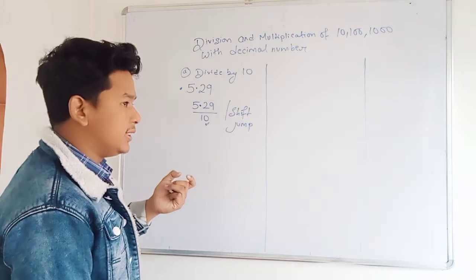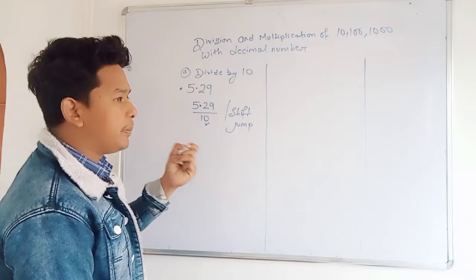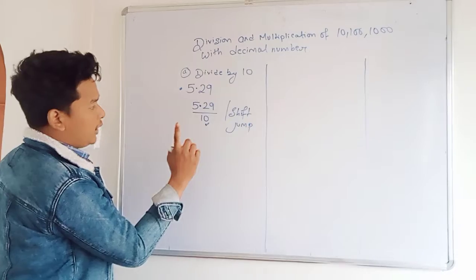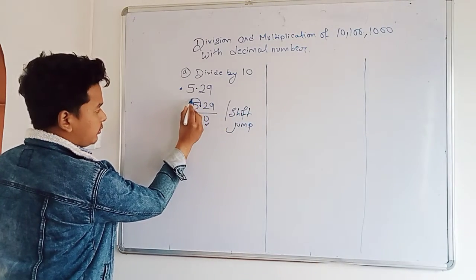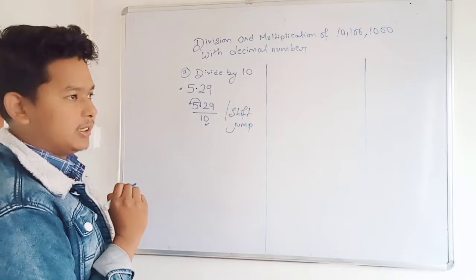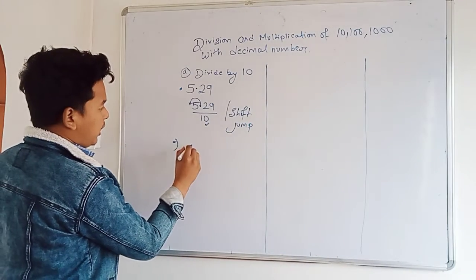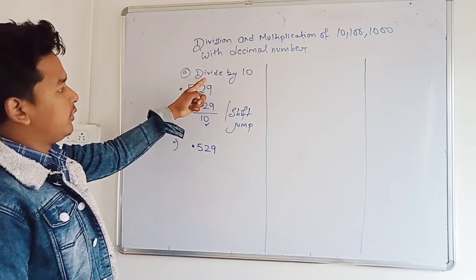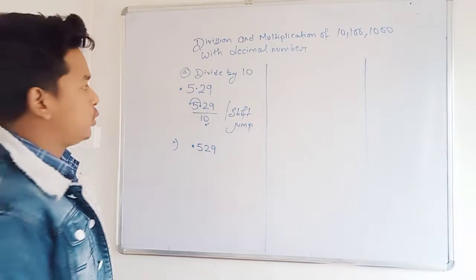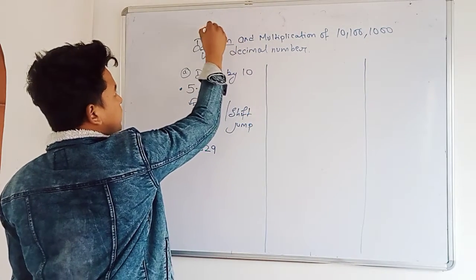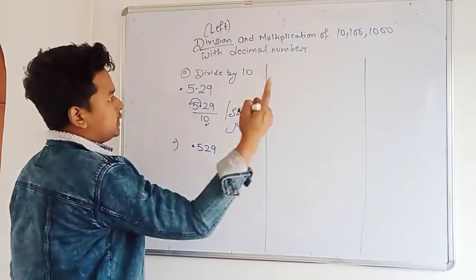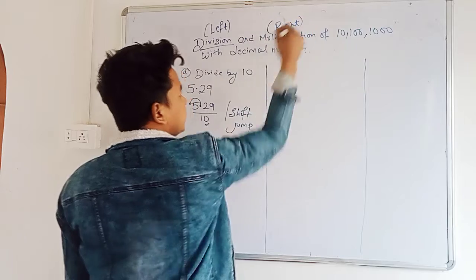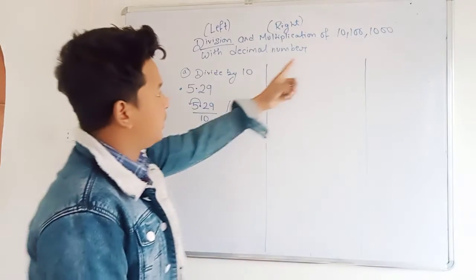Okay, but how many digits? The number of digits is equal to the number of zeros in the denominator. How many zeros are there? 1 zero. So it will jump one digit in the numerator. Okay, so your answer will be 0.529. Whenever we divide, the decimal will jump to the left. In division, the decimal jumps to the left. So it's common sense. In multiplication, it will jump to the right. But how many digits? That will depend on the number of zeros.